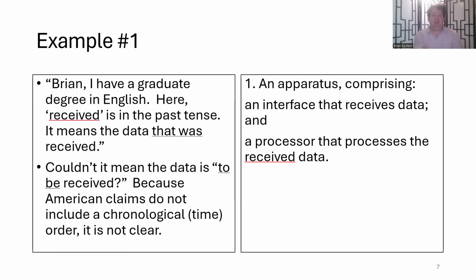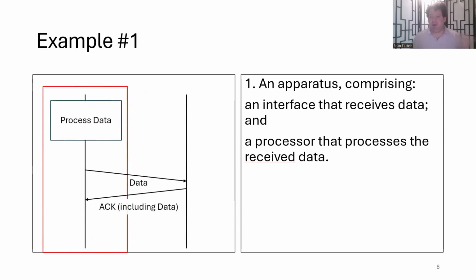And the reason I'd point to it like that is that American claims are not interpreted in a chronological or time order. Okay, and therefore it's not clear in the claim whether the received data is something that occurs first, that the data is received first, like in our previous example, or if it's something that occurs later. What would that look like? Here's an example, right?